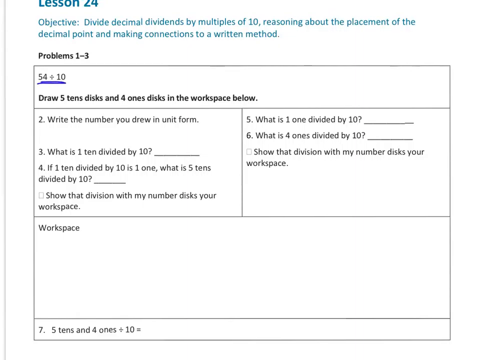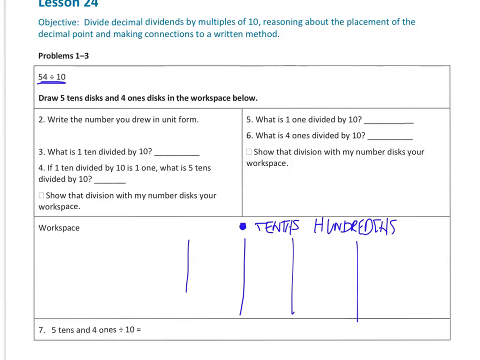So in that workspace, we're going to draw 5 tens discs and 4 ones discs. So I'm going to draw myself a place value chart before I draw any discs. My decimal point's going to be right here. And so I know that these are tenths, hundredths, then over here on this side of the decimal I have ones, and let's just go to tens.